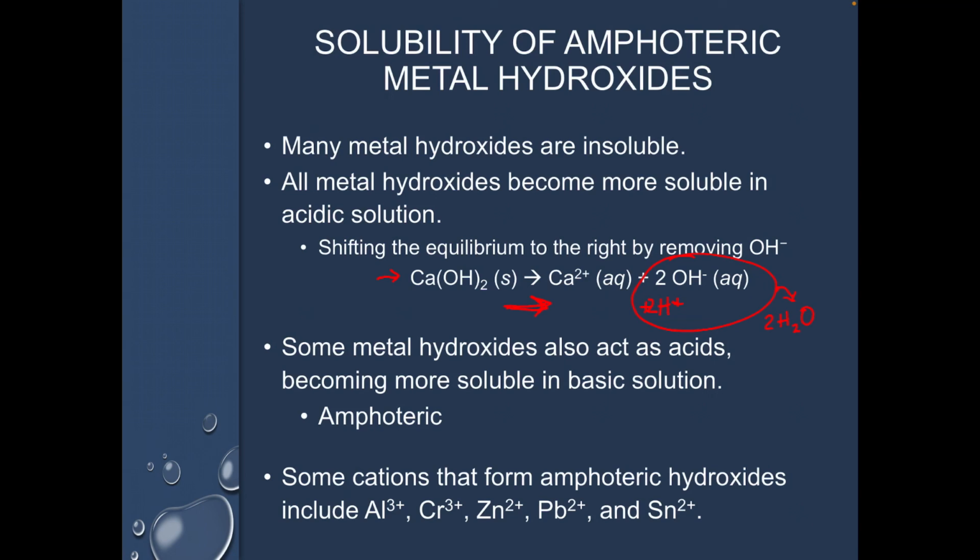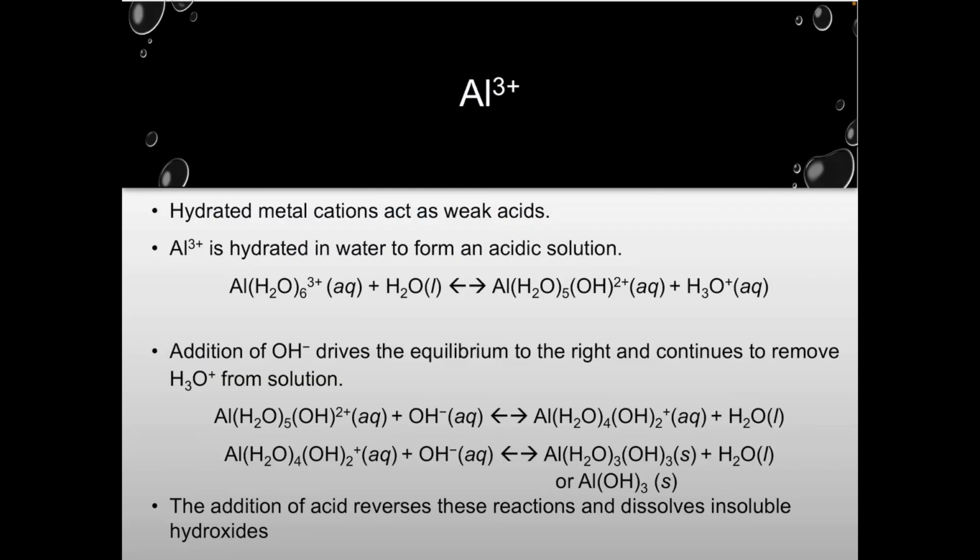But some metal hydroxides can also act as acids, and they can become more soluble in a basic solution, and this is because they are amphoteric. Okay, so they can act as either an acid or a base. So we have some cations listed below that form amphoteric hydroxides. We have aluminum, chromium, zinc, lead, and tin. Okay, and so let's look at how they do this. So hydrated metal cations will act as weak acids. And the way that they do this is they will, if we look at aluminum, right?